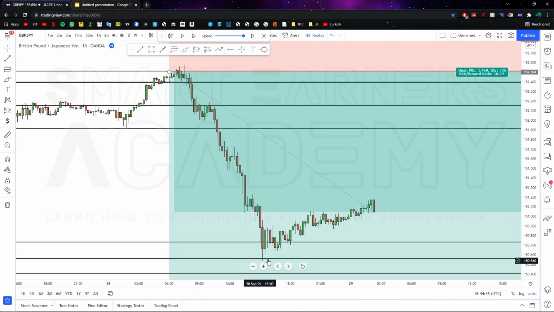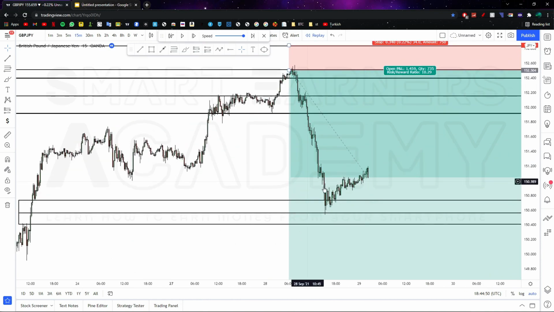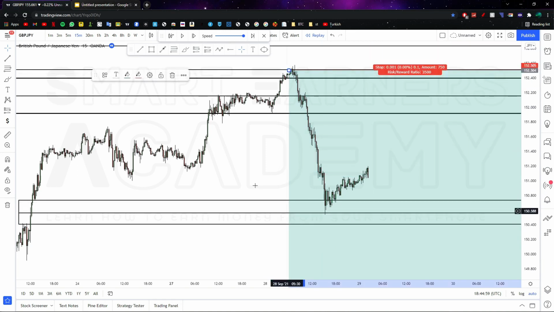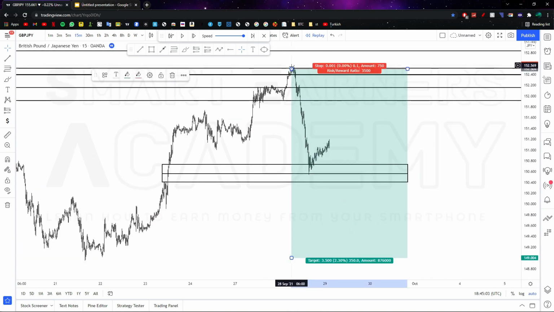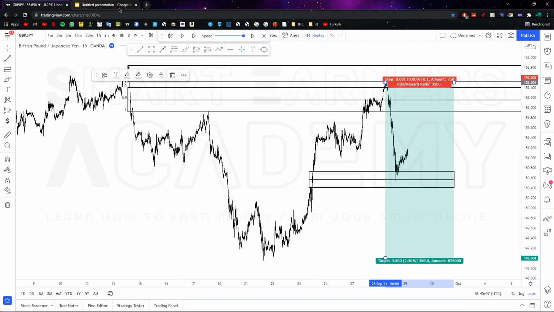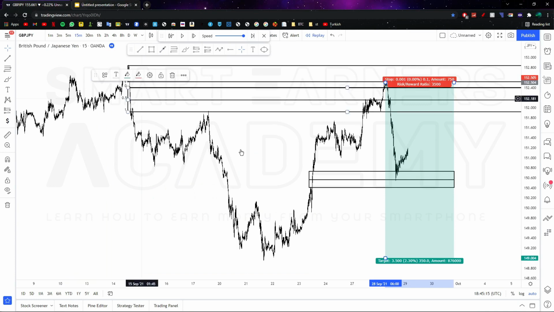But because we set that take partial at the 0.5 when we entered this order block, we now know half of our position or a quarter of our position has been taken out, knowing that in case we do see some reaction, we've put our stop loss to break even and we've taken out some of our profits. And more on this in the risk control section of the course, so make sure you check that out as well. But that's exactly how you use imbalances for take profits, understanding the general direction of the market, and extra confluence. Now let's move on to possible entries.